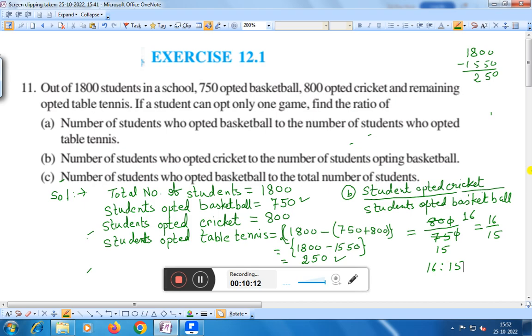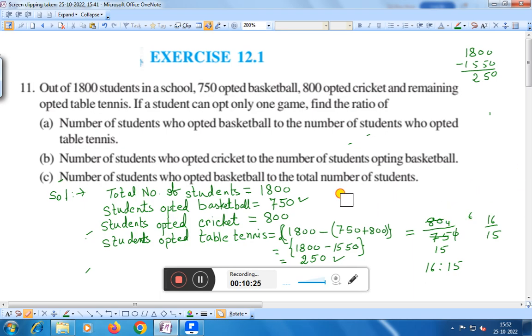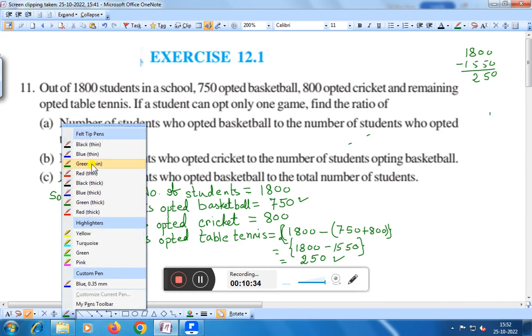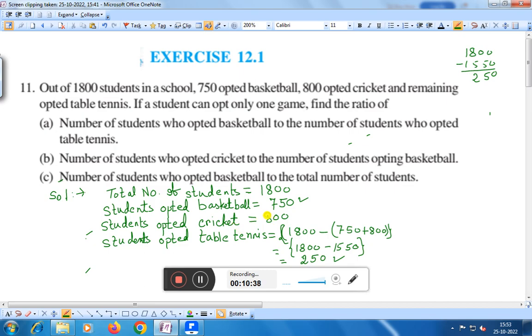Now we shall solve question number C. Question number C is the number of students who opted basketball to the total number of students.